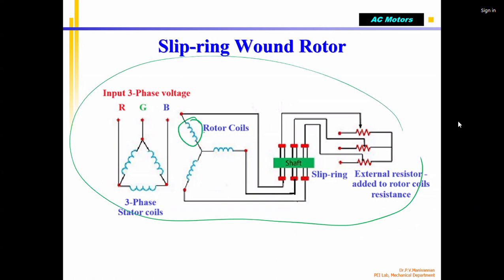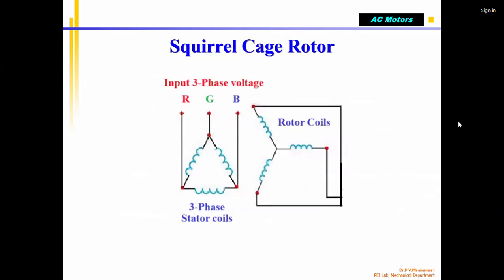Correct? The original coil resistance cannot change. Already the coil is wound, it is inside the motor. Additionally, you can add resistance to change the motor torque and speed characteristics. Now, if you think that your application doesn't require change of the speed or torque of the induction motor, then you can go for the squirrel cage type rotor.